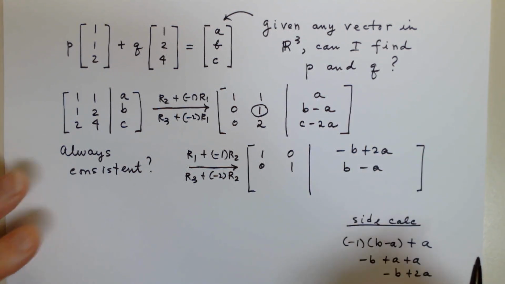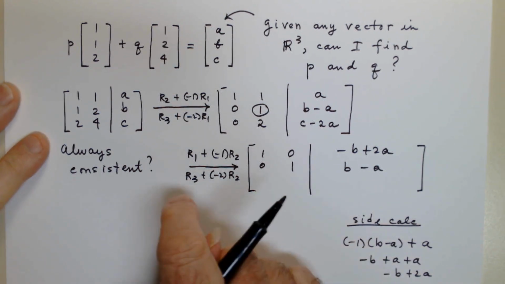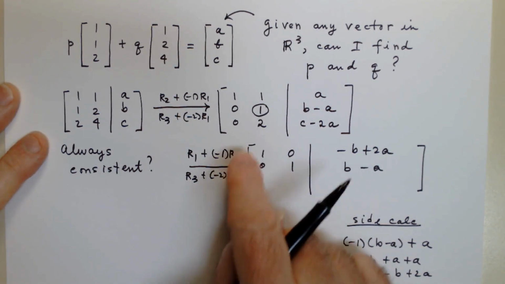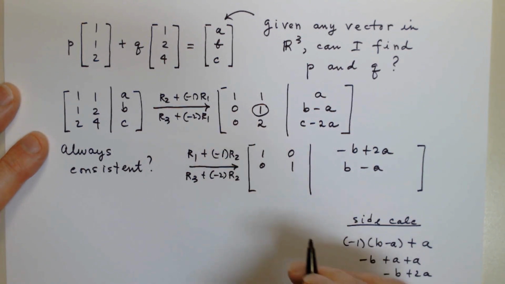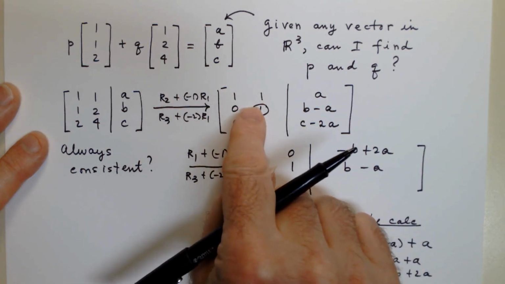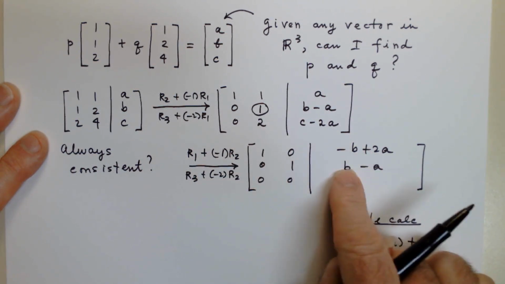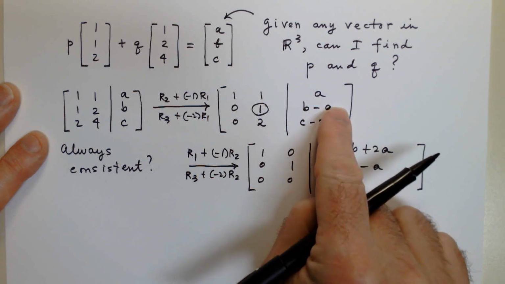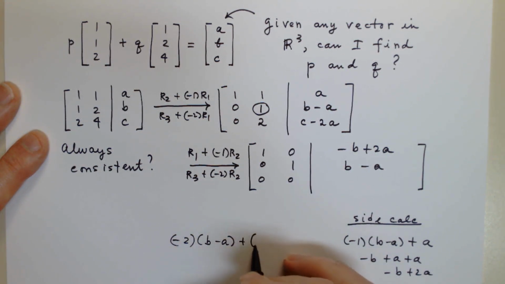That's -b plus 2a. All right, let's see the effect in row 3 now. We're going to take -2 times row 2 and add down. So that's going to stay as a 0. I'm multiplying by -2 and adding down. That's going to become a 0. And I'm multiplying by -2 and adding down onto this. So I'm going to have to calculate -2 times b minus a added onto c minus 2a.